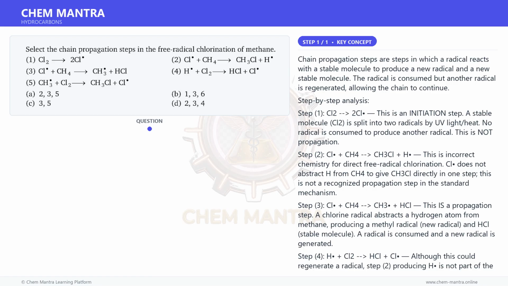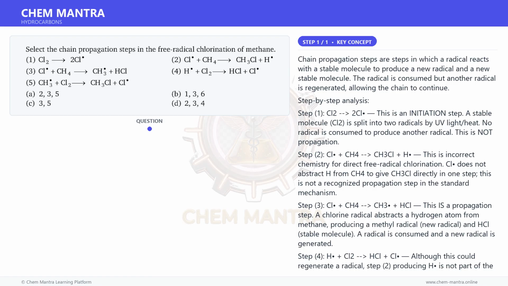Step 5. CH3 + Cl2 → CH3Cl + Cl. This is a propagation step. The methyl radical reacts with Cl2 to produce chloromethane, a stable molecule, and a chlorine radical, the new radical. A radical is consumed and a new radical is generated.